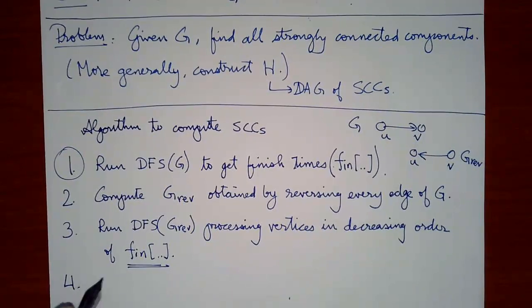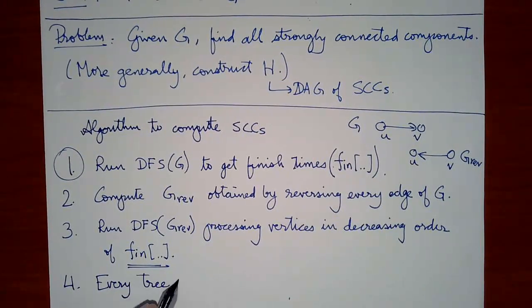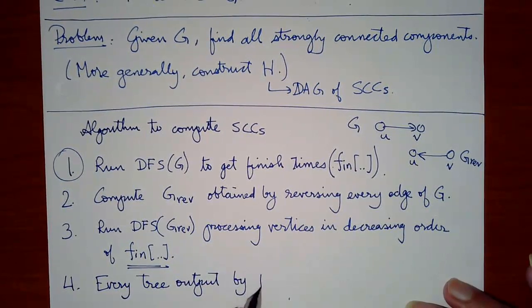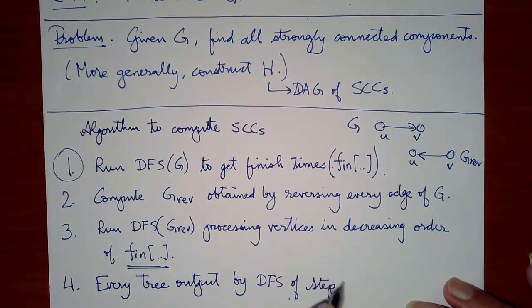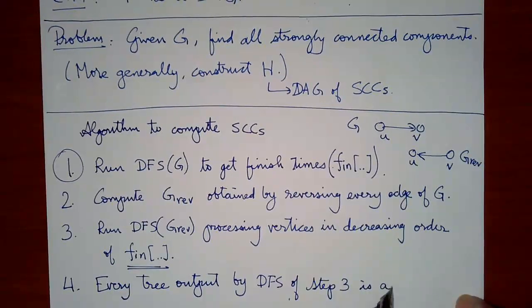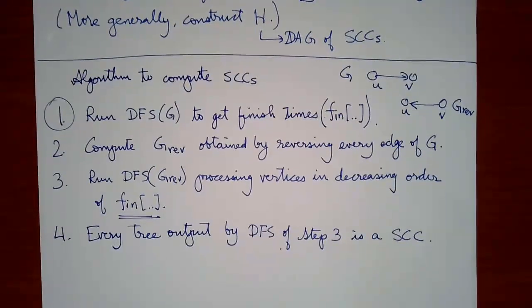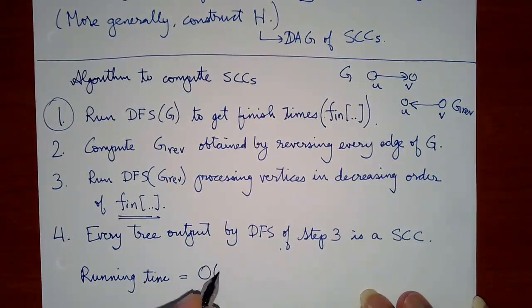And then finally, every tree output by the DFS of step 3 is a strongly connected component. And that's it. The running time is O of m plus n.